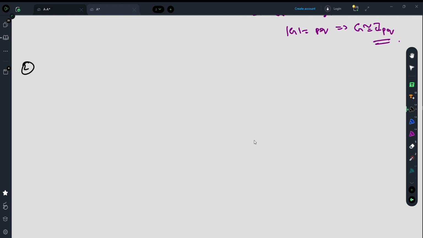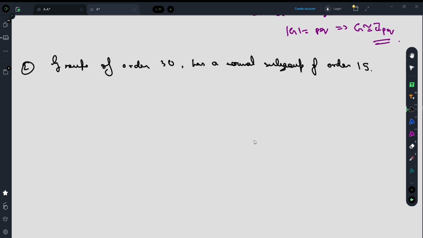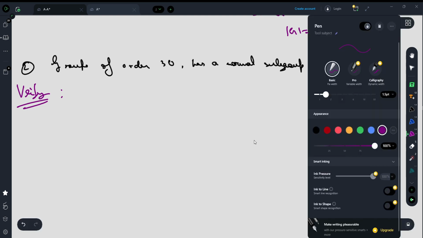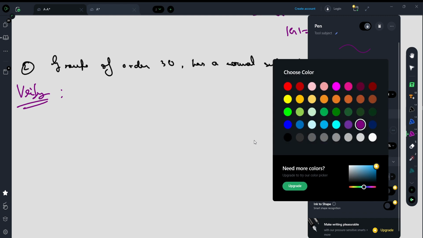Now let us talk about the next group which we want to discuss. Number 2: a group of order 30 has a normal subgroup of order 15. Groups of order 30 have a normal subgroup of order 15. Let's verify.